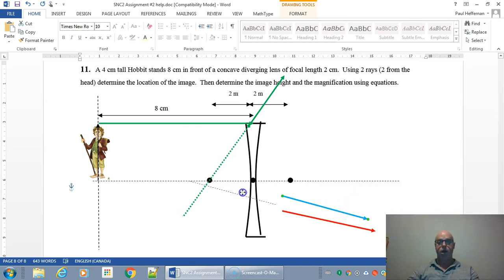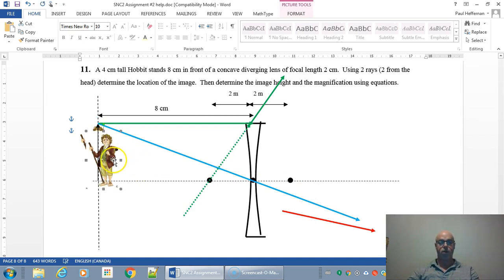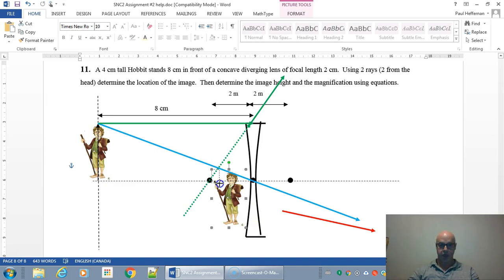Now the second ray I'm going to use is the easiest one. It's going to go through the optical center of the lens, and it's just not going to bend or refract at all. It's just going to keep going. So now we found where our image is located. Our image is going to be right there, and it's going to be tiny, a little tiny image. Very hard to see now.